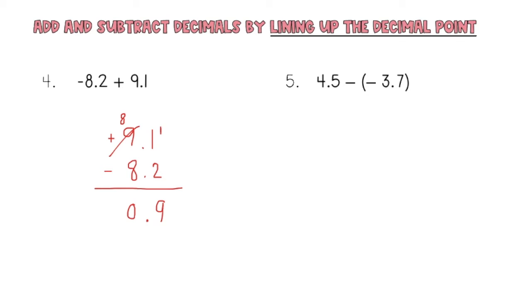Let's look at number 5. 4.5 minus negative 3.7. So you learned that when you are subtracting a negative number, that's called a double negative. And a double negative will always create a positive. So all I have to do is line up my decimals and add. 4.5 plus 3.7.